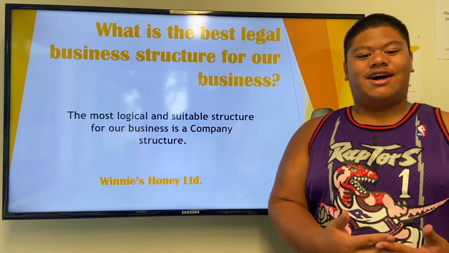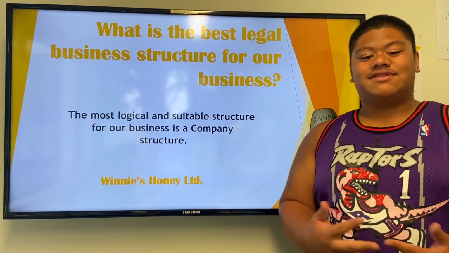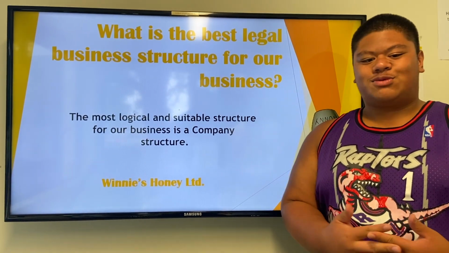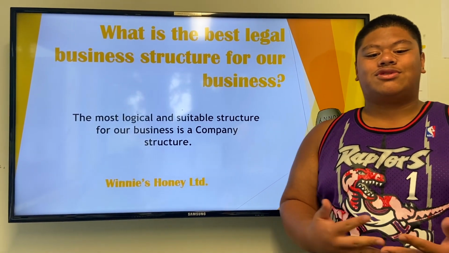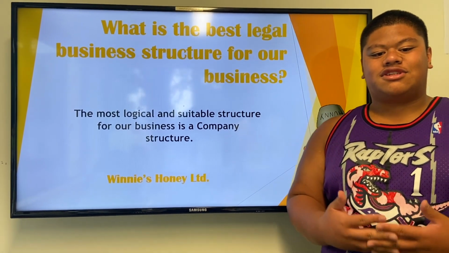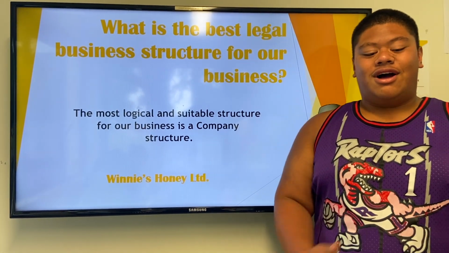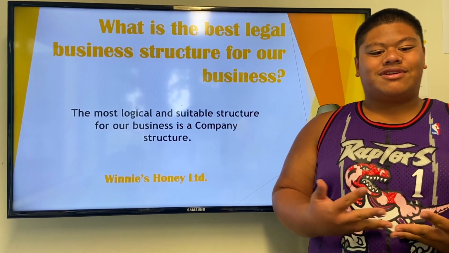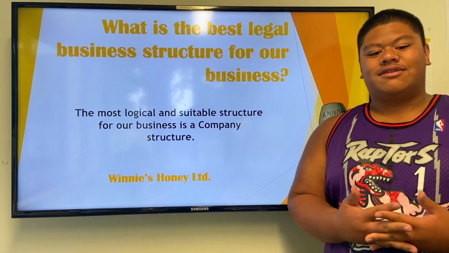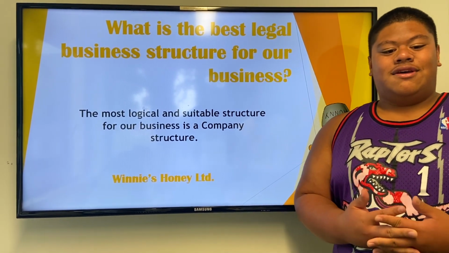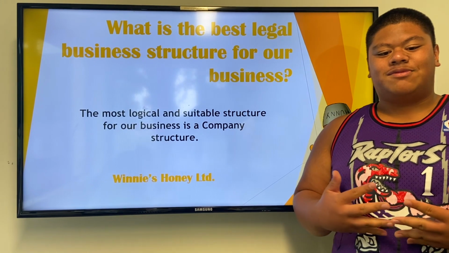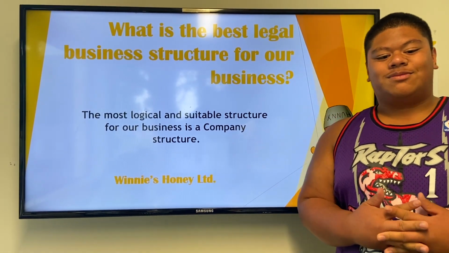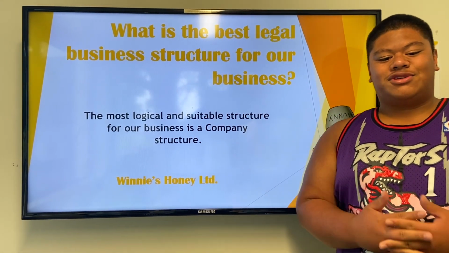So in summary, just looking at all the disadvantages and advantages, the best structure for us as a honey business would be a company. This is because it is the most logical and suitable structure for us given the advantages discussed by my colleague Gloria. In comparison, a company is unlike any other structure in terms of limited liability and no limit to skill and funding, which would be most beneficial for us. Therefore, our business will register as a company as Winnie's Honey Limited. And we hope our explanations can assist you in choosing the best structure for your business.